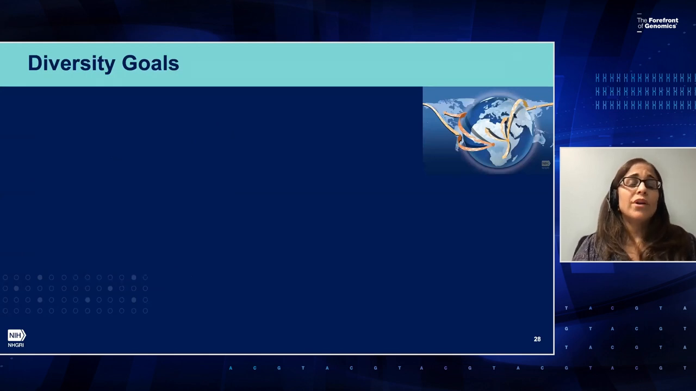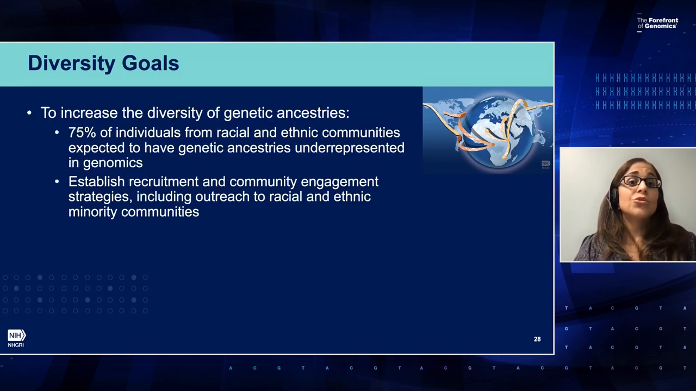Now, one important area for this consortium is diversity. And as you're aware, there is an overrepresentation of European ancestry individuals in genomics research. And of course, there are scientific, social, and ethical challenges that are associated with this. Also, importantly, there is a lack of diversity in terms of the genomics workforce. So this set of RFAs, this program, aims to address both of these concerns.